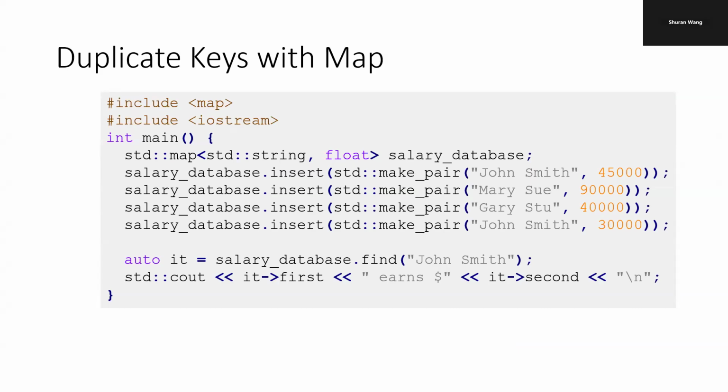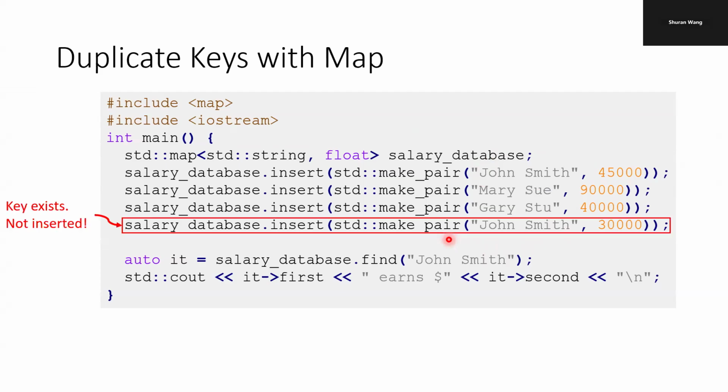Now, let's consider what will happen if we have duplicate keys in the map. In this example, we have a binary search tree that stores the salary database, and we are ordering that using the employee names as the key and the salary as the value. In this case, we have 2 John Smiths. What will happen for the binary search tree?